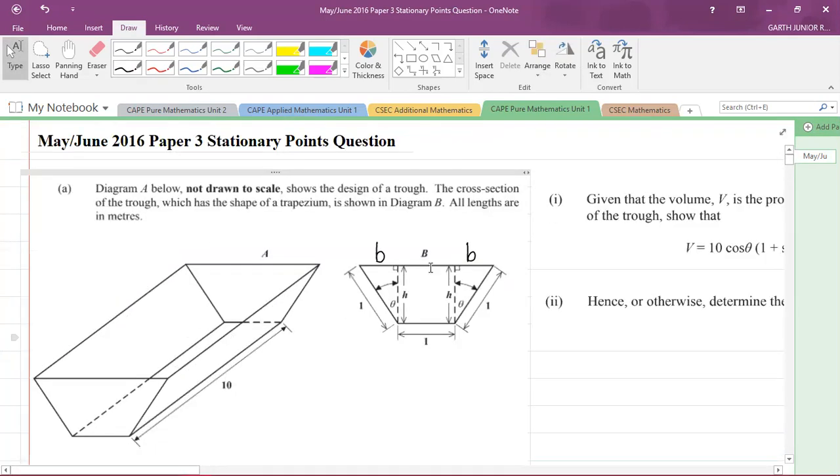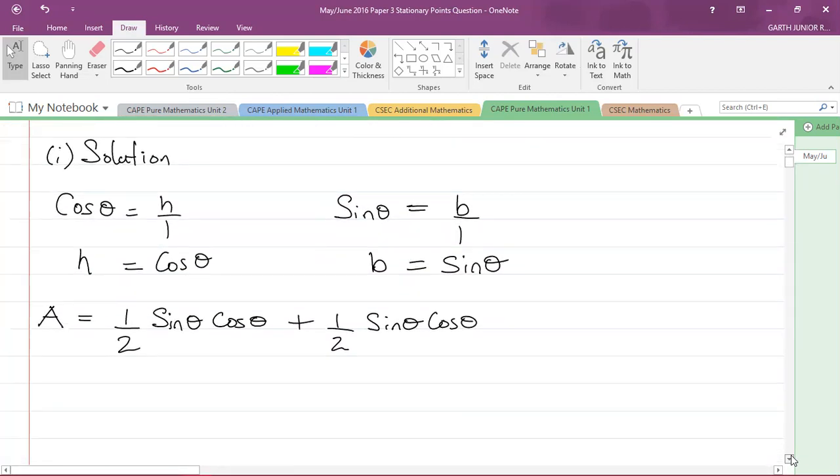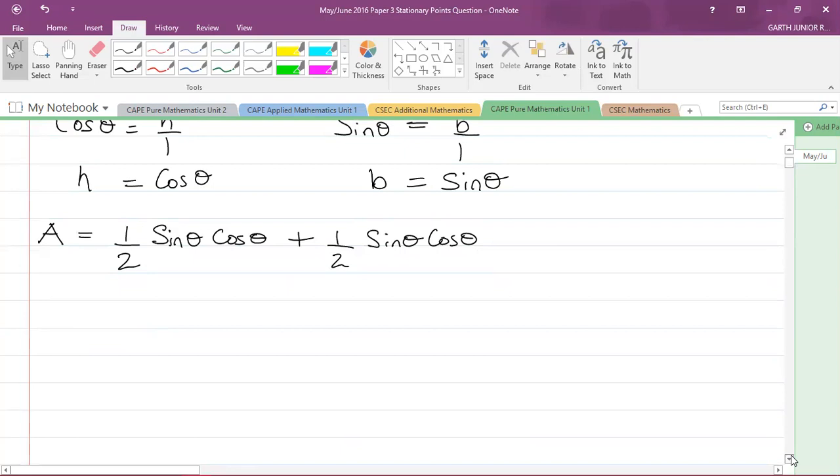Great. And let me now find the area of this rectangle. It's going to be the length multiplied by the width. So it's going to be h multiplied by 1, which is h, and we know that h is cos theta. So we're just going to have plus cos theta here. So that is my area of the diagram b.